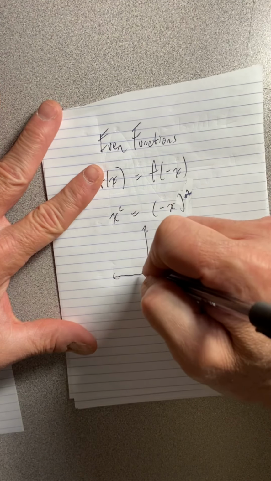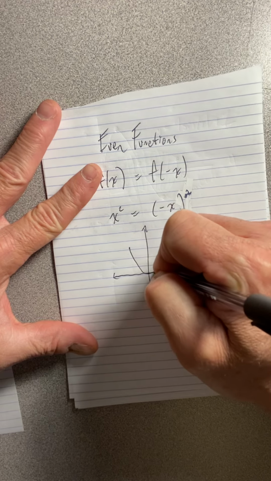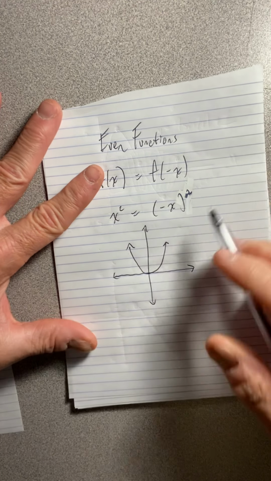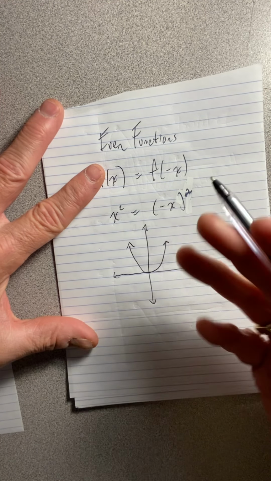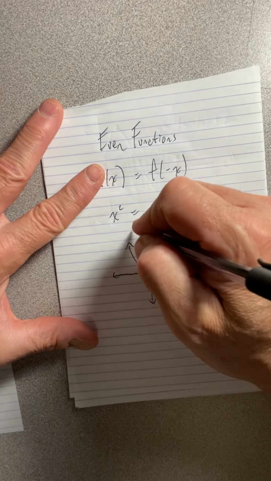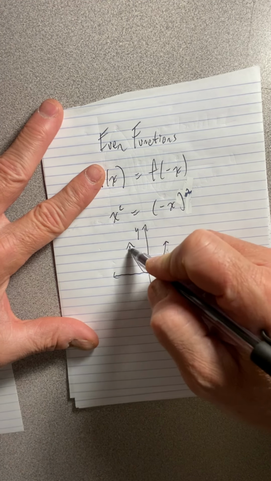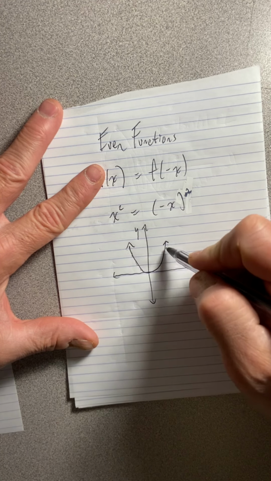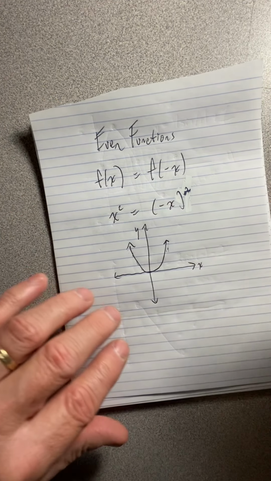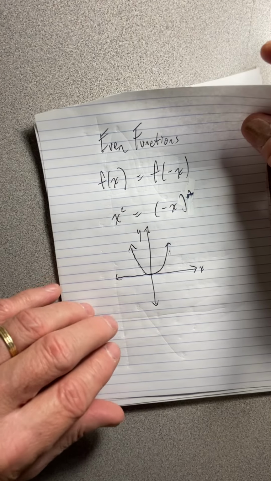So if I graph x squared, we all know it's a parabola. It looks like so. But notice if I reflect it left and right, so over the y-axis, then these points will all come over here and land on these points, and these points will land on that point, and the graph will not change. So that's the idea behind the even function, okay?